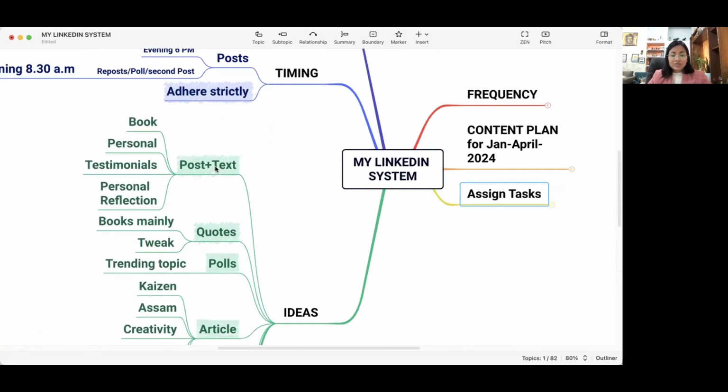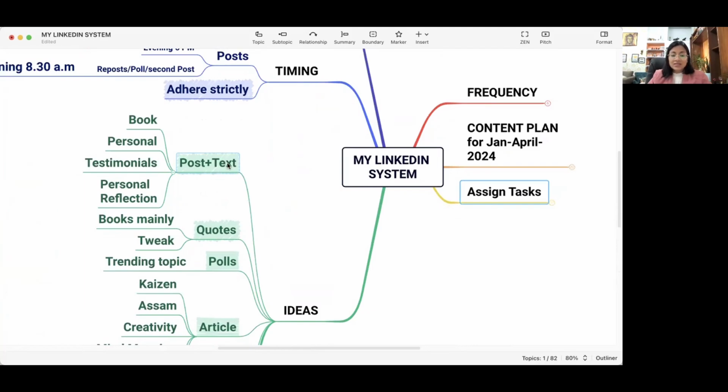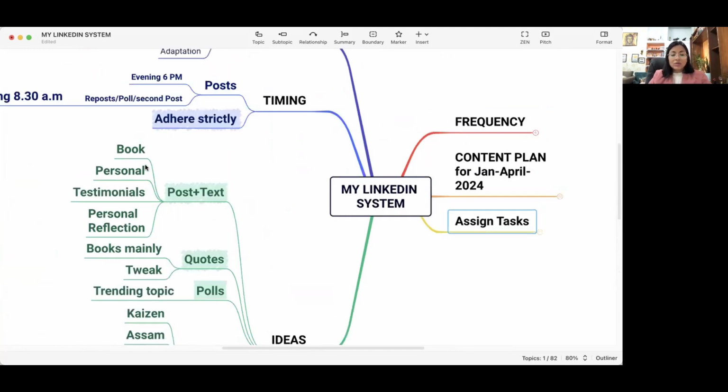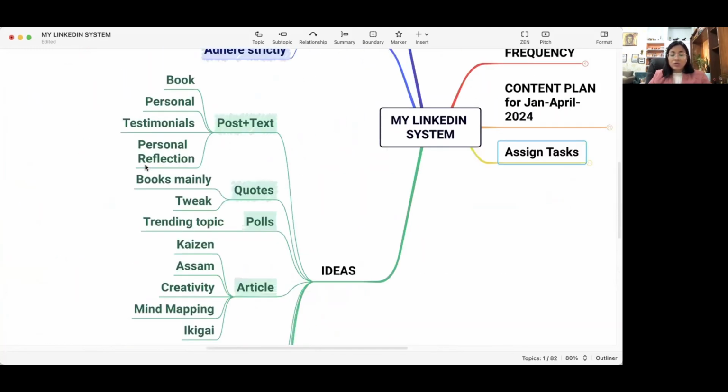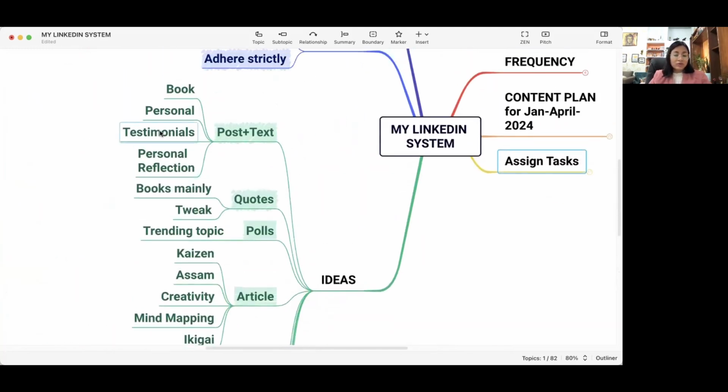So we have already written here that if it is a post plus text, then it would come from either a book that I'm reading, maybe some personal experience, maybe some testimonials that people have left a review for me on Amazon, or people also write recommendations for me on LinkedIn, on Facebook, and on Instagram. So wherever they have written, I would just click a picture of that and put it here in the branches, so that I know, okay, today maybe on which day I'm going to post a testimonial. So I'll just pick one from here.